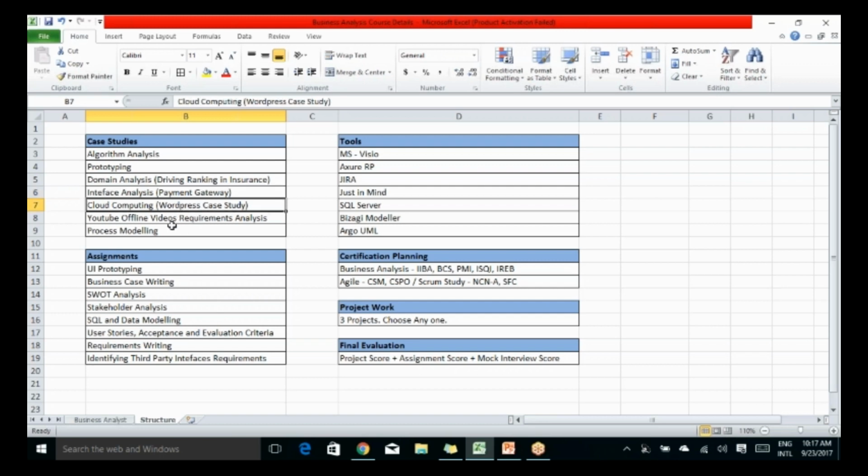Then in terms of advanced business analysis concepts, I would be highlighting the cloud computing aspects, and I would also be covering one case study of WordPress. I believe everyone is aware of what WordPress is.